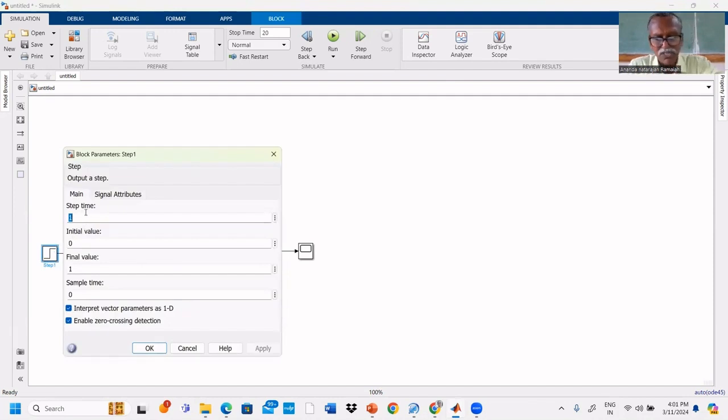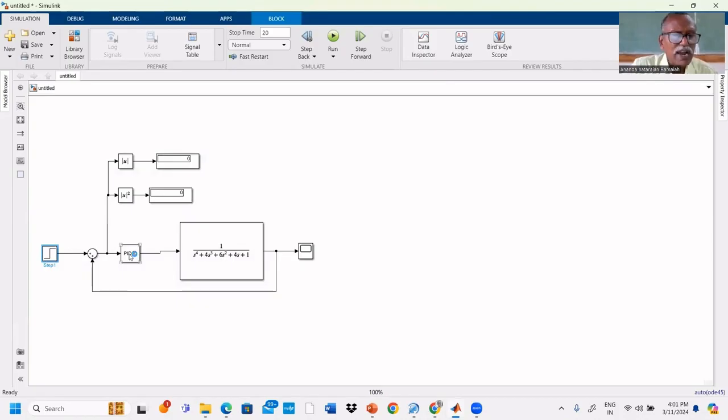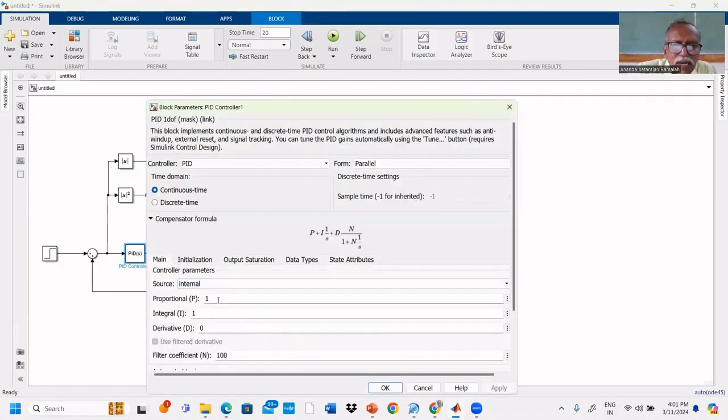It should be given at 0. So we are giving 0. That's all. Unit step input. And the PID controller for P only controller. What is the value we got for P only controller? What value did you get? 2.2. Am I correct? 2.22.